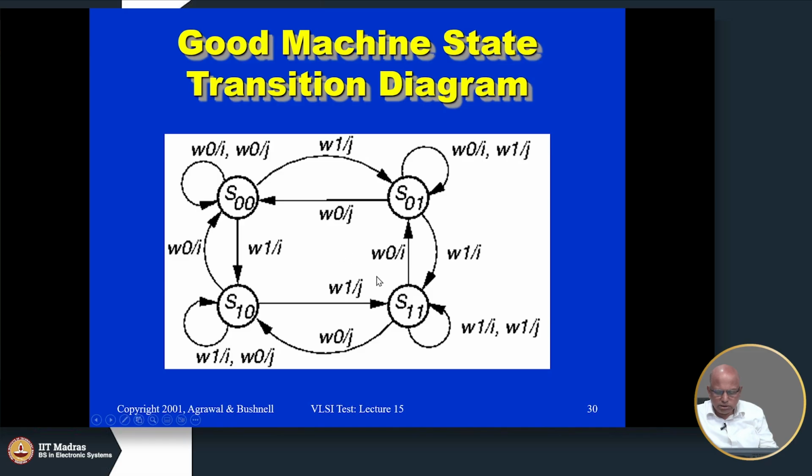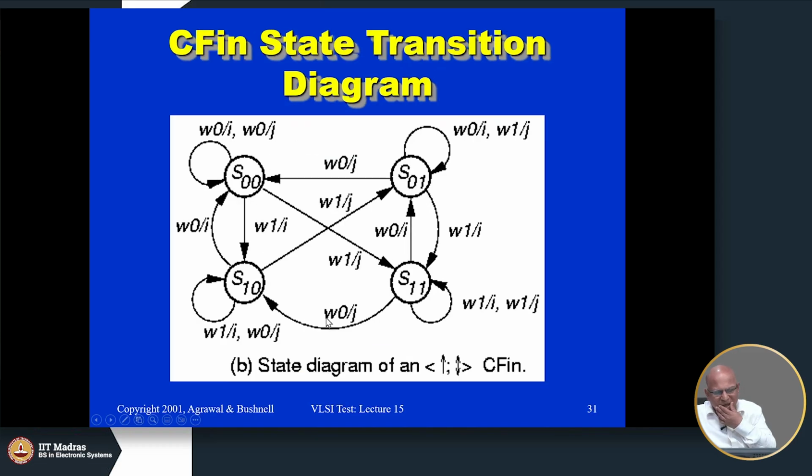So, we have already seen this. When there are two cells, they can be in 4 possible states: both are 0, both are 1, one of them is 0 — I is 0 and j is 1, or I is 1 and j is 0. We already saw this. Let us look at this one, which is for inversion coupling faults. There are two cells I and j.